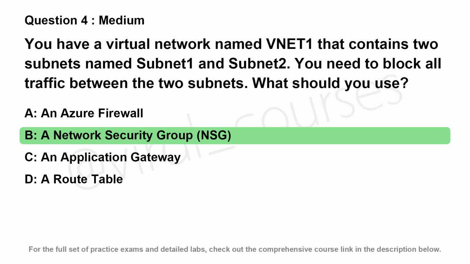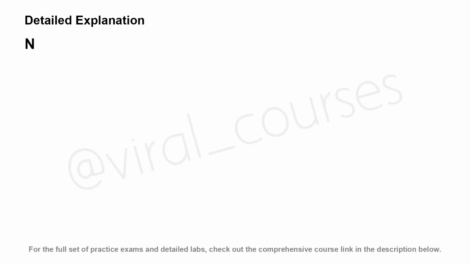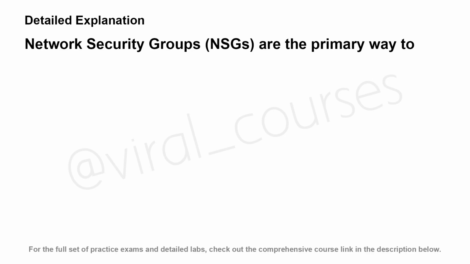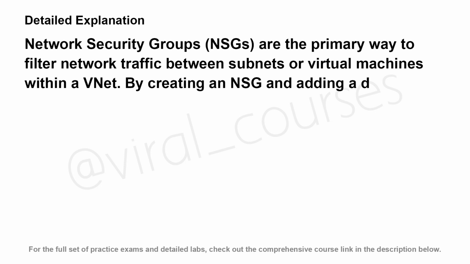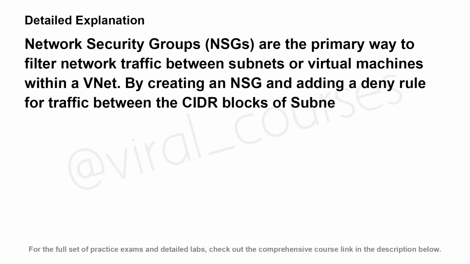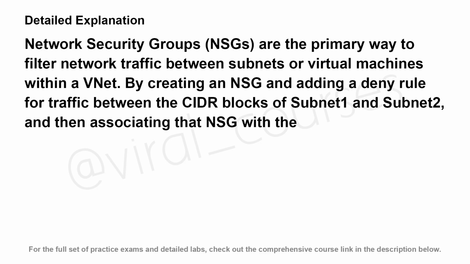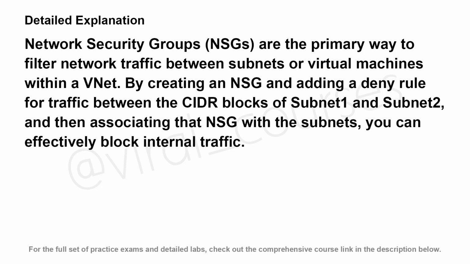The correct answer is B. Network security groups, NSGs, are the primary way to filter network traffic between subnets or virtual machines within a VNet. By creating an NSG and adding a deny rule for traffic between the CIDR blocks of Subnet 1 and Subnet 2, and then associating that NSG with the subnets, you can effectively block internal traffic.